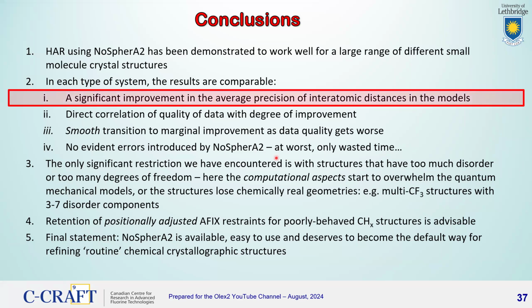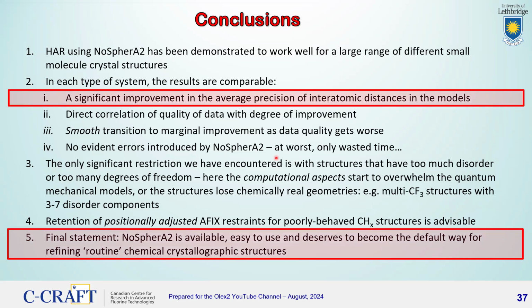So, in summary, we think that this improvement of average position of the structure simply says it all. If that's the case, then we really should be doing this and not just ignoring it. So NoSpherA2 is available, it's easy to use, it's free, and it really deserves to become the default way for refining routine chemical crystallographic structures at the current time.